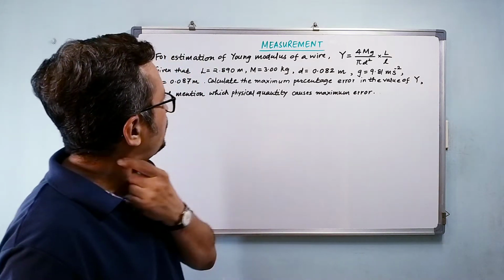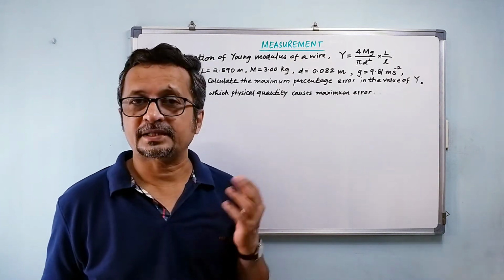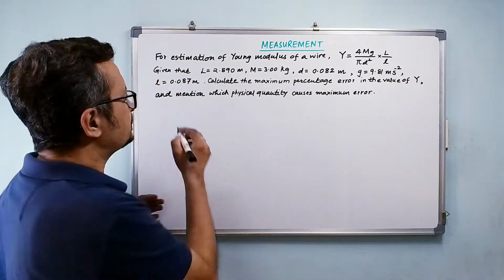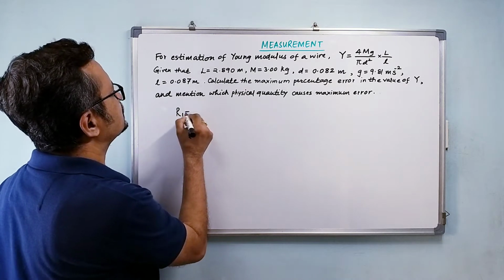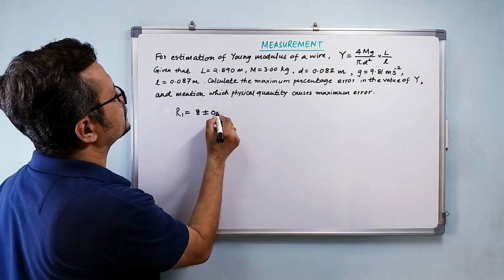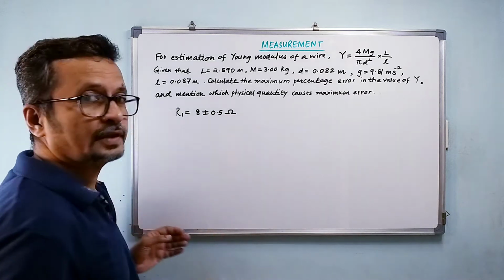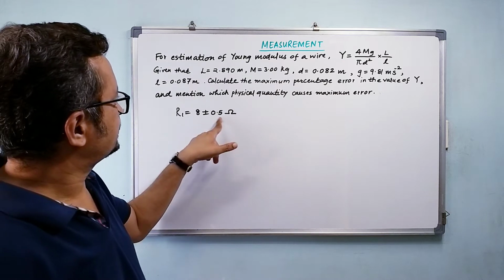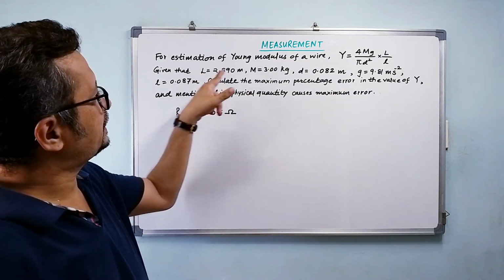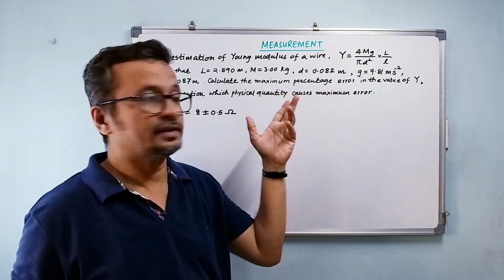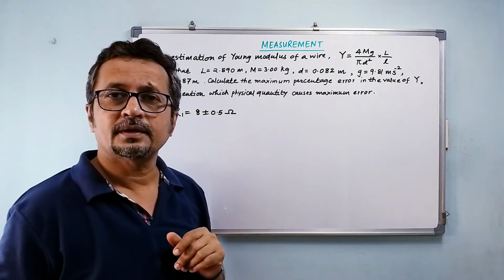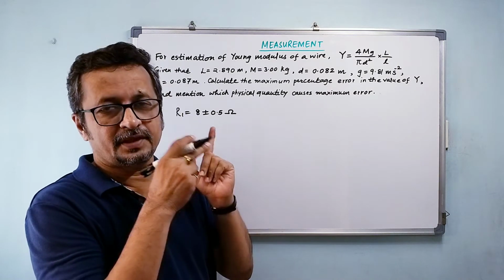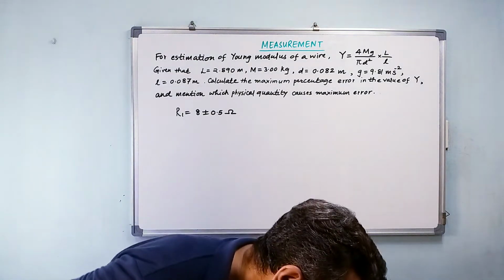Now here they are asking us to calculate the maximum percentage error in the value of Y. In the last problem that we did, I had R1 is equal to 8 plus or minus 0.5 ohm. That was given. What about delta R or delta L, delta M, delta D, delta G, or delta small l? It appears that it is not given, but it is still there in the problem. I'll show you how.